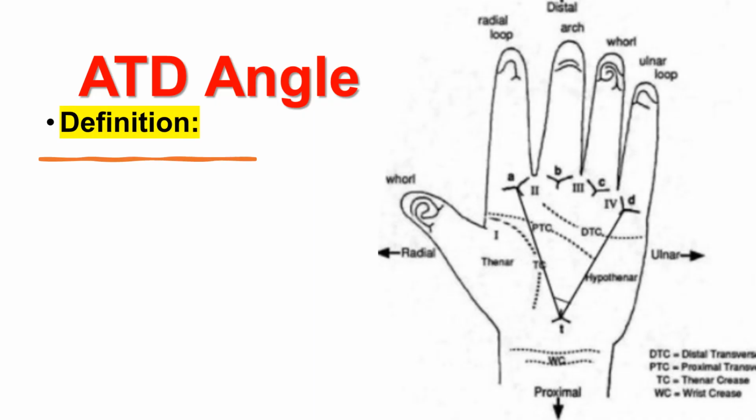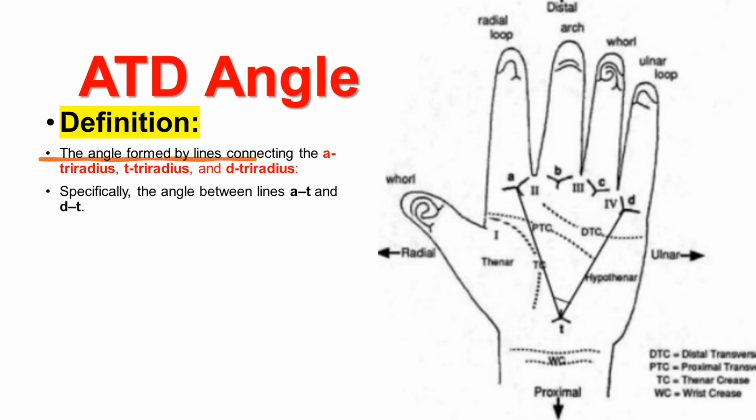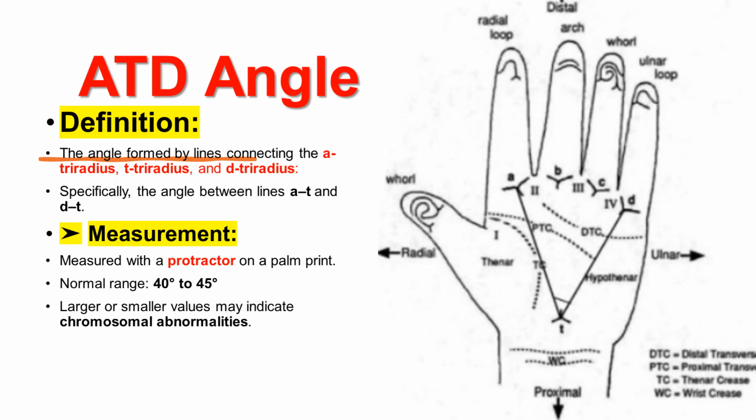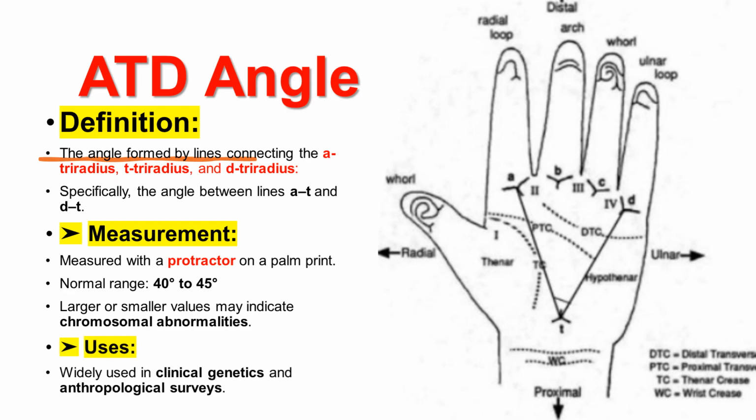6. ATD angle. Definition: the angle formed by lines connecting the A triradius, T triradius, and D triradius. Specifically, the angle between lines A-T and D-T. Measurement: measured with a protractor on a palm print. Normal range, 40 degrees to 45 degrees. Larger or smaller values may indicate chromosomal abnormalities. Uses: widely used in clinical genetics and anthropological surveys.